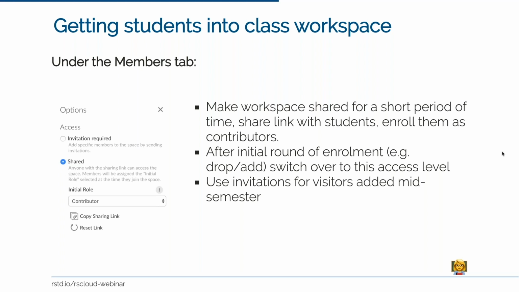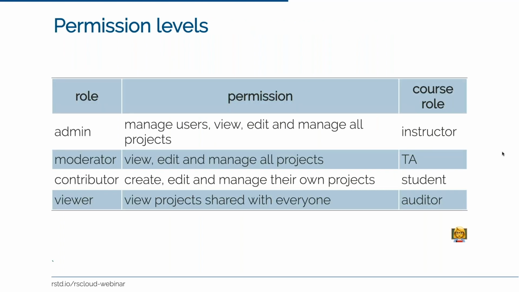Oftentimes I might have another colleague who wants to see how I'm running things, so I might add them as visitors to my workspace. So the different permission levels: we saw that my name was listed as admin. I am the owner. And I think that role, admin, really translates to instructor in a teaching setting. I can do everything. I can manage users, view, edit, and manage all projects. In fact, nuke the workspace if I want to.